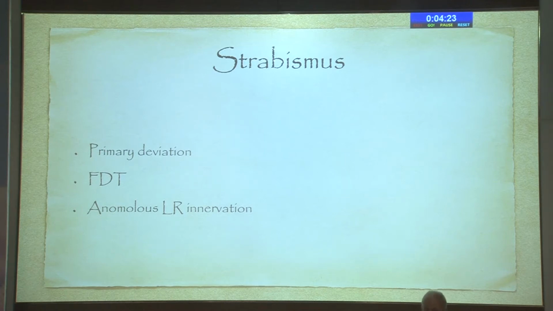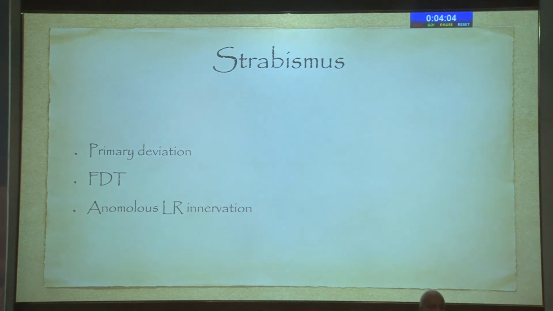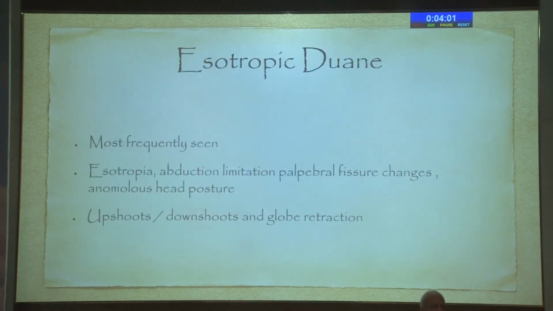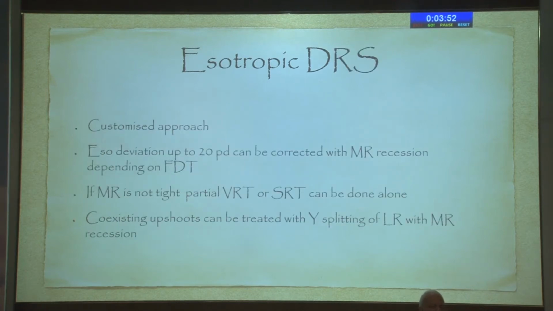When you're making surgical plans for these patients, you look at the magnitude of the deviation as well as FDT and the amount of anomalous lateral rectus innervation. You have to remember that most of the abnormalities in these patients are driven by an abnormal lateral rectus, and the amount of that anomalous innervation determines a lot of the issues you see with Duane's. In esotropic Duane's, which is most frequently seen, you may have to do surgery for any of these reasons mentioned here, and you need a customized approach for this entity.